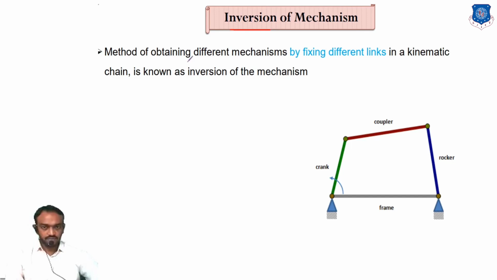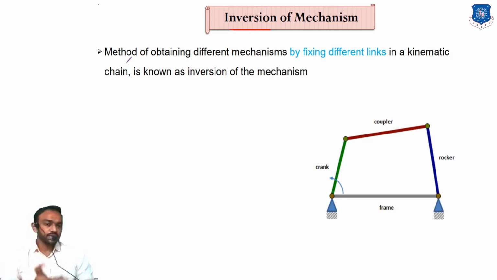The definition is: this method of obtaining different mechanisms by fixing different links in a kinematic chain is known as the inversion of mechanism. In simple language, you can see on the screen there is a 4-bar chain mechanism. 4 links are there: one is a frame, second is crank, coupler and rocker. In this particular figure you can see the frame is fixed, but if you want, the frame may be movable and a crank will be fixed.